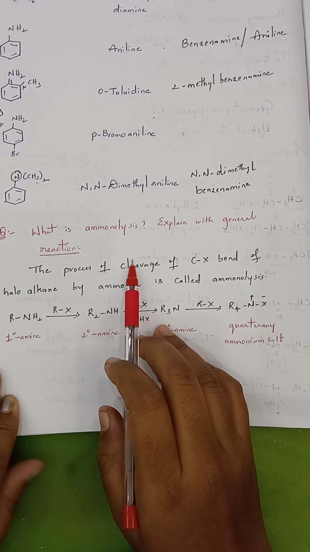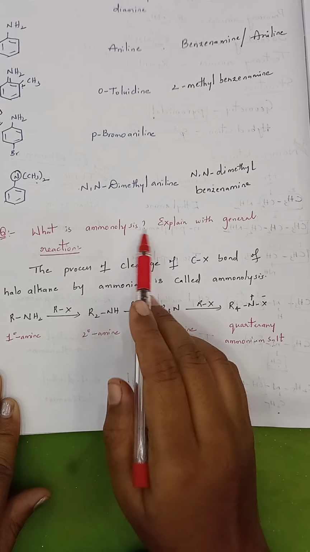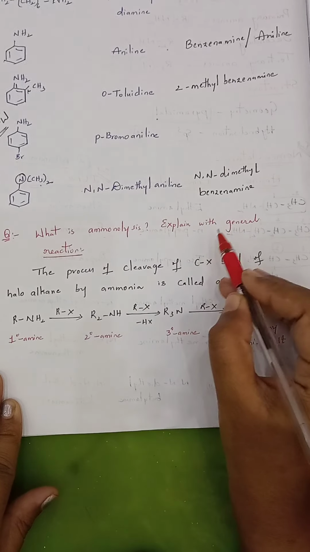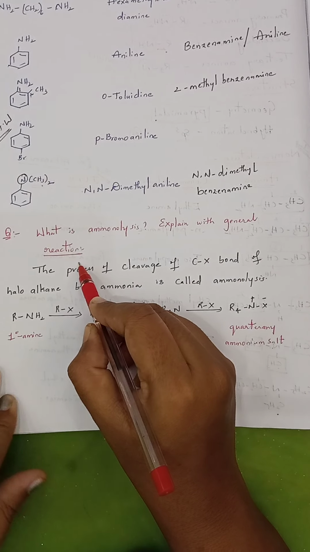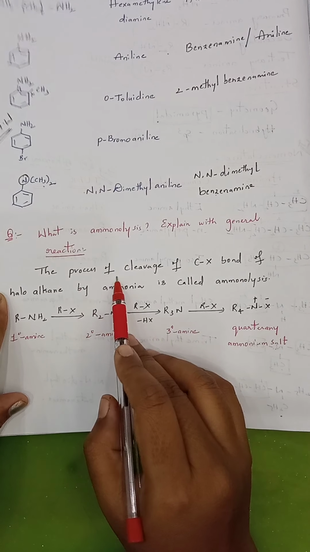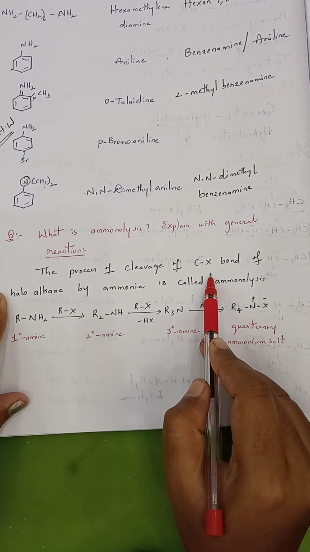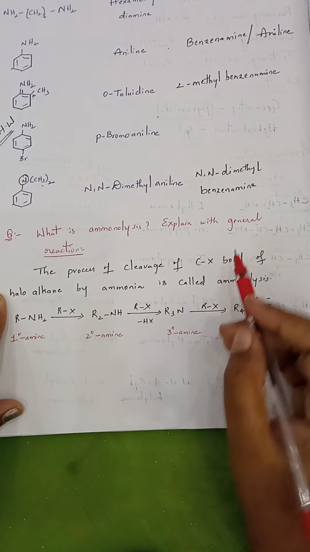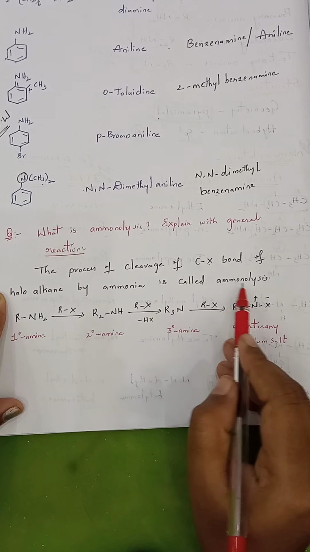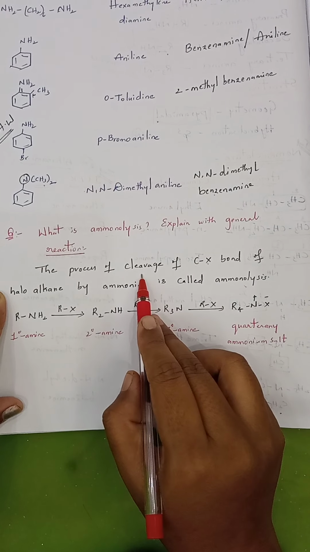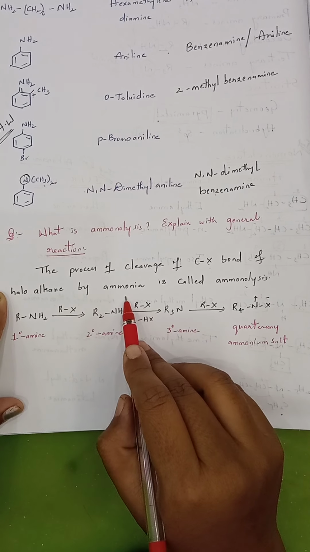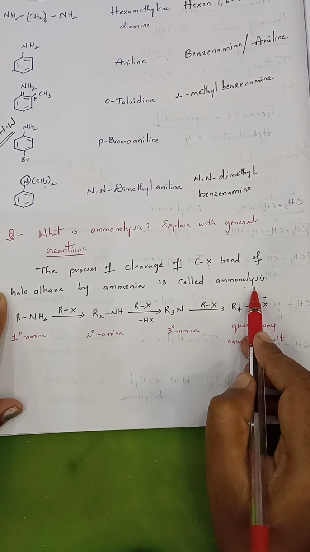One of the important chemical properties of amine is ammonolysis. See the question, how they will ask. What is ammonolysis? Explain with general reaction. Okay. See, first we'll see the definition of ammonolysis. The process of cleavage of the C-X bond of haloalkane by ammonia is called the ammonolysis process.